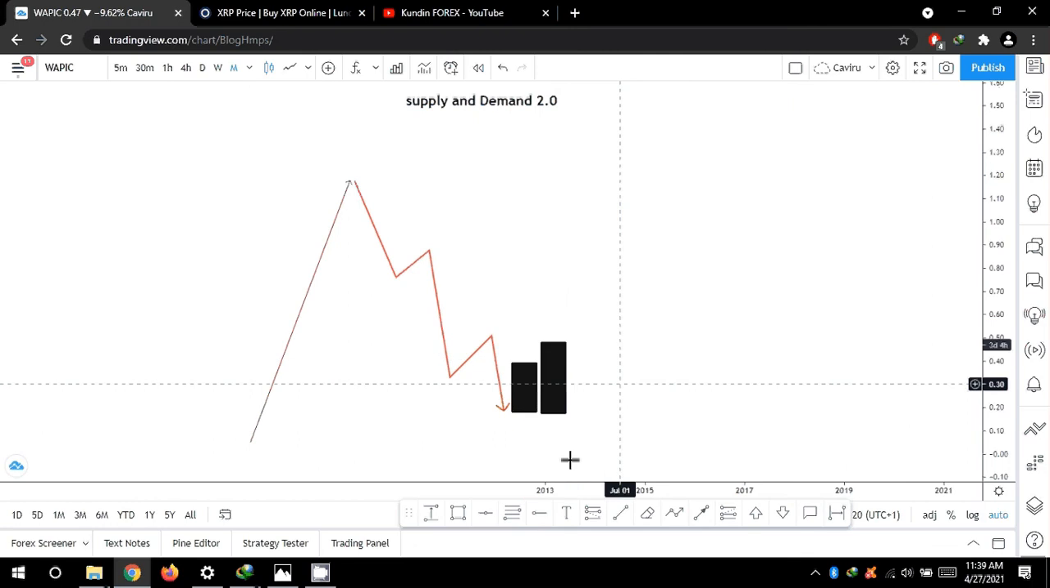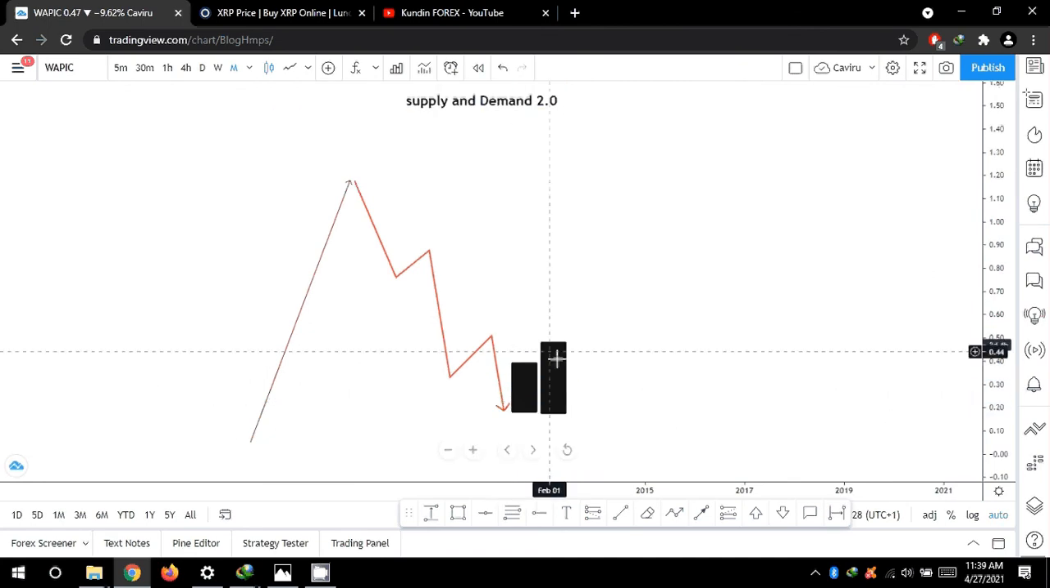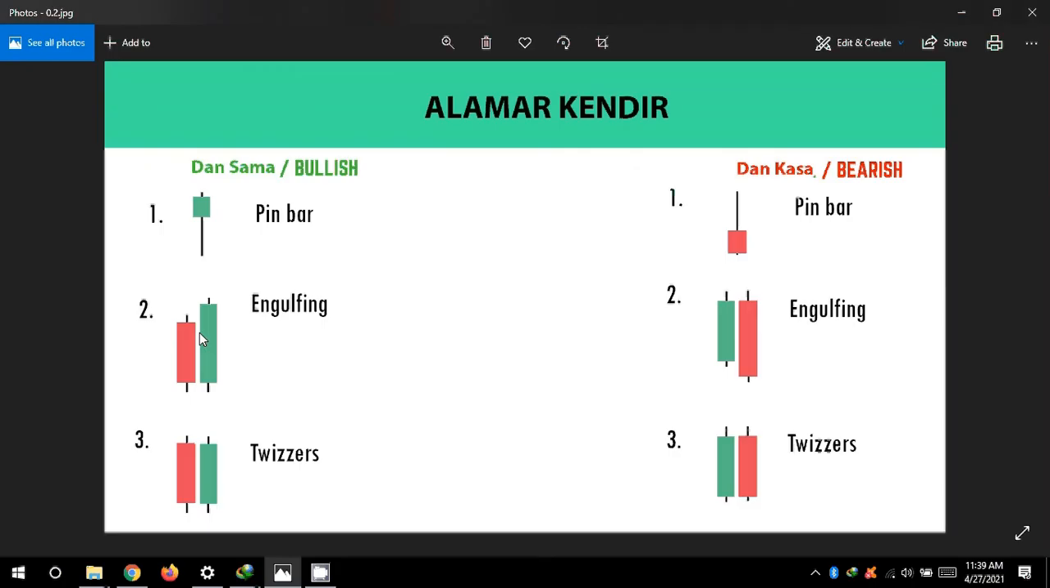Engulfing candles means the front one should be higher or larger, taller than the previous one. You can see this one is taller than the previous one, which means engulfing candle. From the images you can see the bullish candle is taller than the previous red candle. And when we talk of tweezers, it means they have the same height, the same body, the same height.